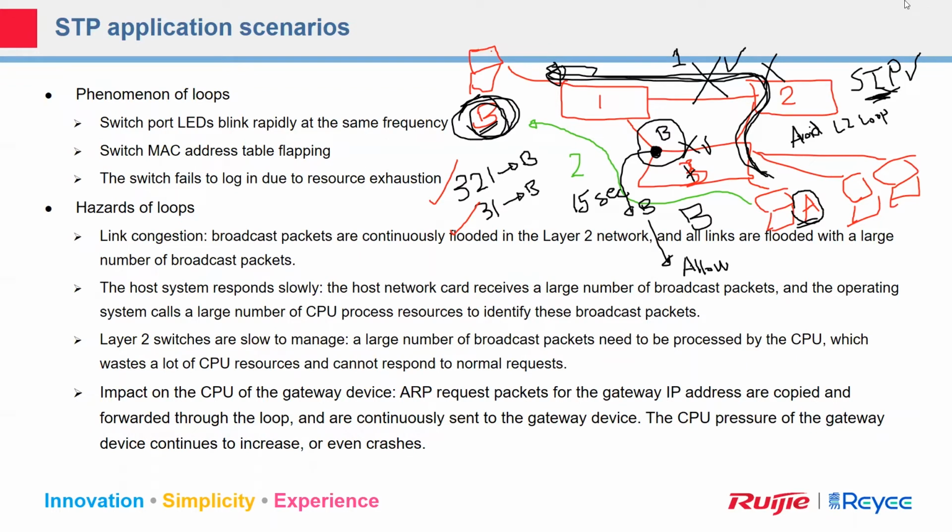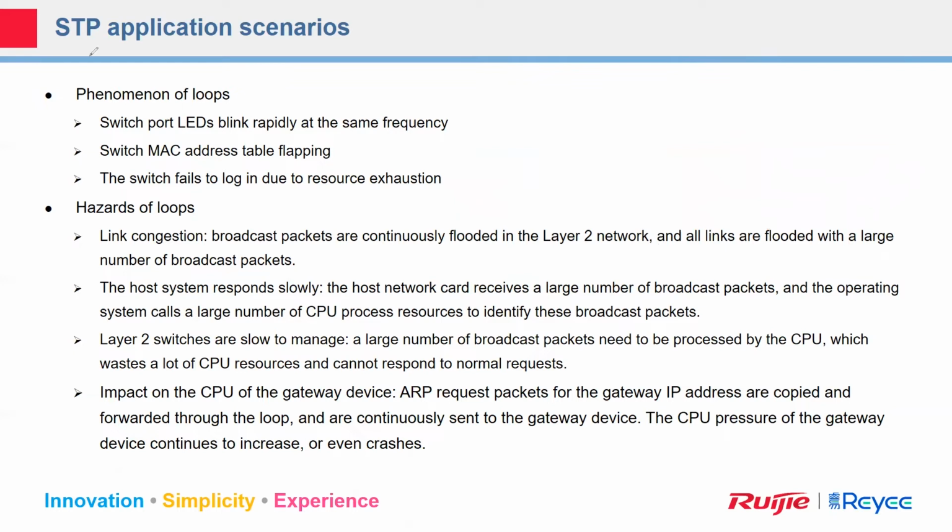Well, what's the indication of a loop? How do you know there is a loop? How do you discover there is a loop on the network? The first thing, if you can see the switch port lights blink rapidly, very fast, blinking at the same frequency, there is a loop. Second, switch MAC address table flapping.